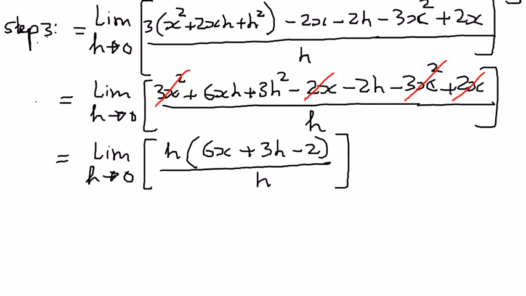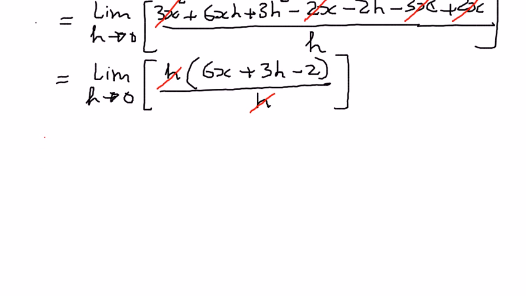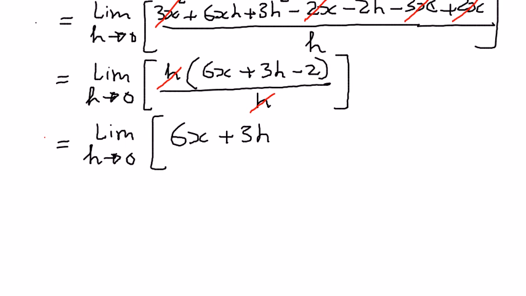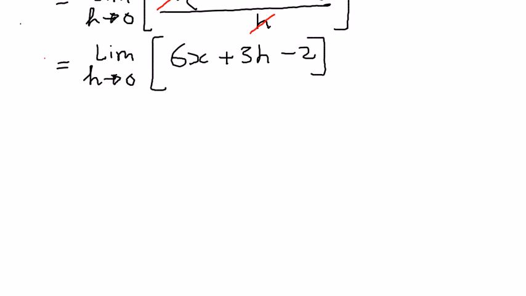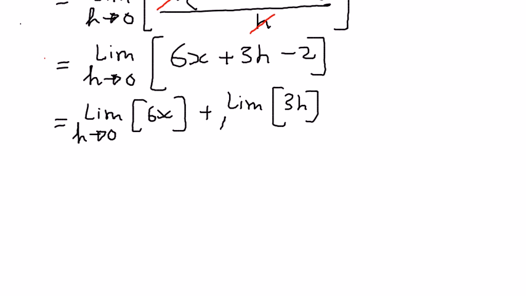The reason I pulled out h as common is because I have an h in the denominator, so I can cancel those out. So when I simplify this some more, it is going to come out as limit as h approaches 0, we are left with 6x plus 3h minus 2, like that. Now we can apply this limit to every one of these elements or these terms inside the brackets. So limit of 6x as h approaches 0 plus limit of 3h as h approaches 0 minus the limit of this constant term 2 as h approaches 0.